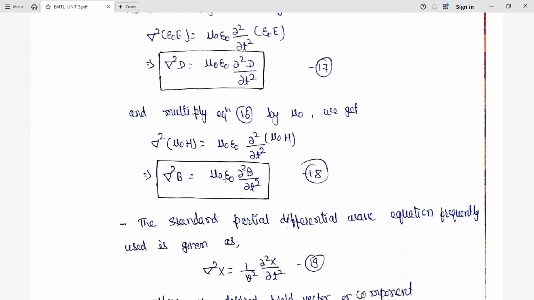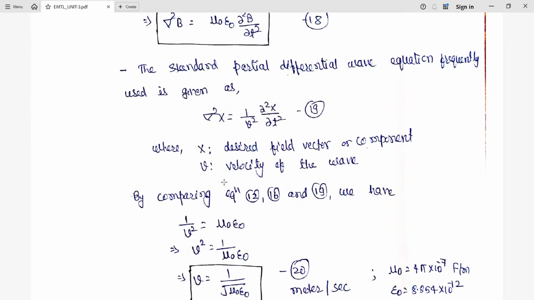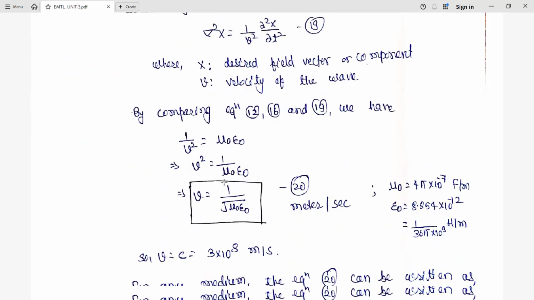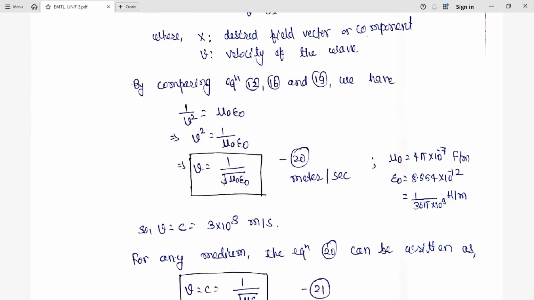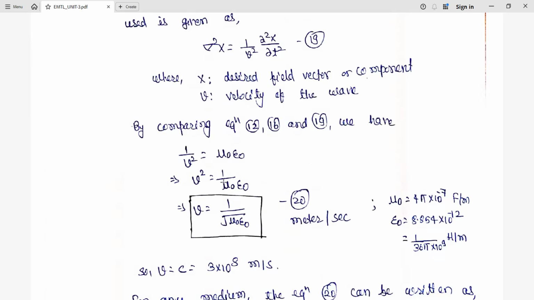This standard partial differential wave equation can frequently be used in this format, so we are going to rewrite it again here in this standard format. Finally, let us see how the general format of the wave is related to the wave equation that we have obtained in terms of electric field and magnetic field. So the general wave equation: del square x equal to 1 by v square, where this v is the velocity, dou square x by dou t square.